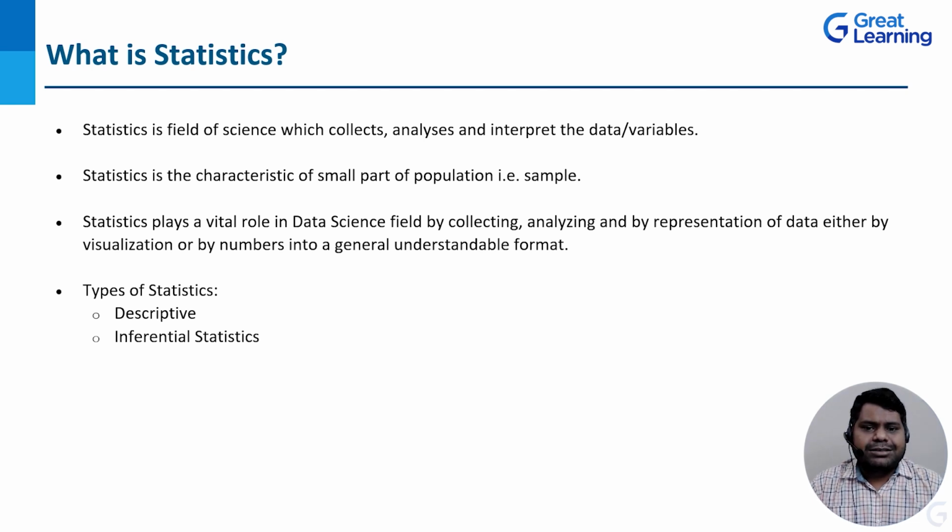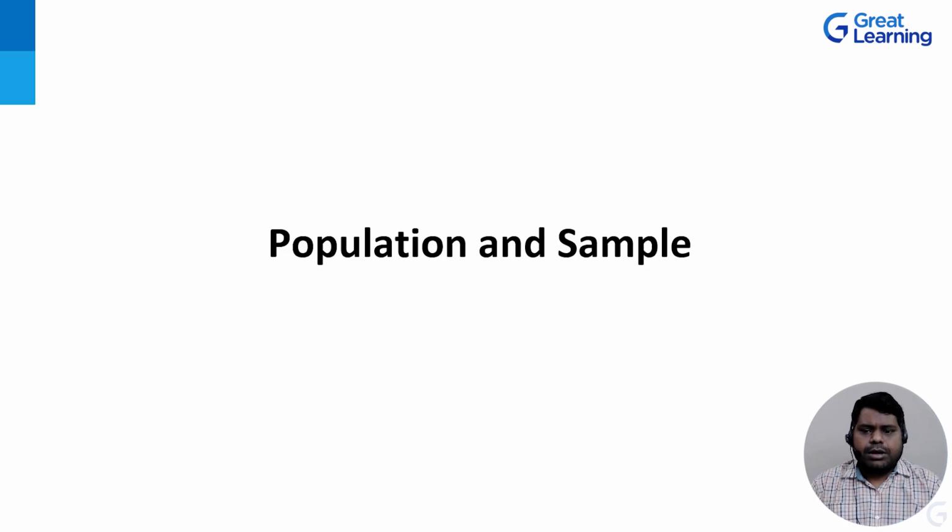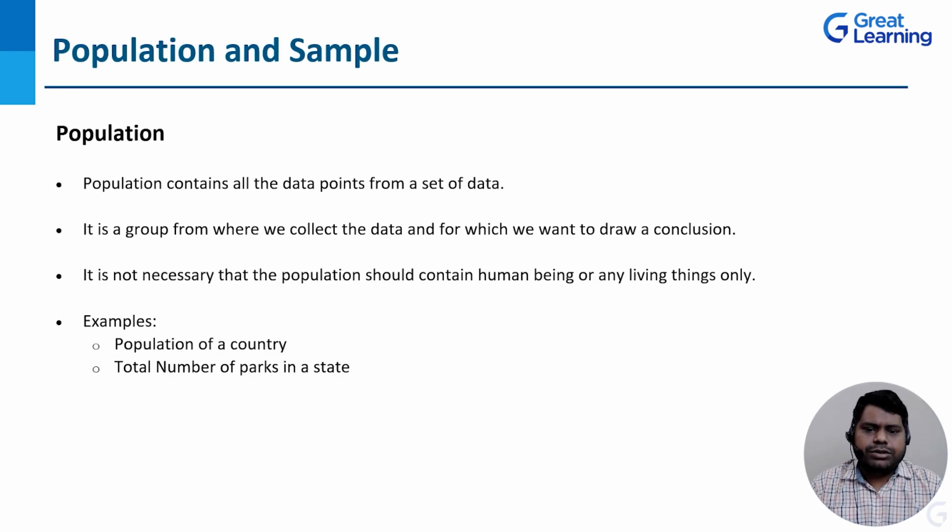Descriptive statistics deals with describing the data we have collected, whereas inferential statistics deals with drawing a conclusion about a population based on the data we have collected from a sample population. What is population? Population is something which we can count. It is not necessary that something which we are counting should be a living thing. It can be a non-living thing.